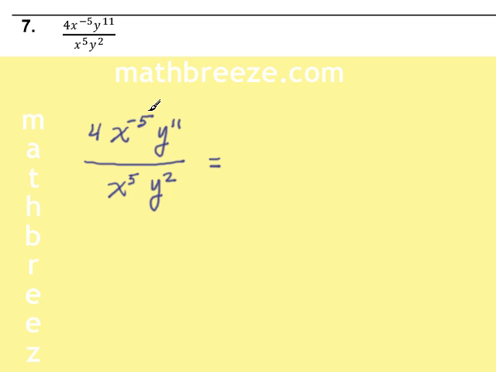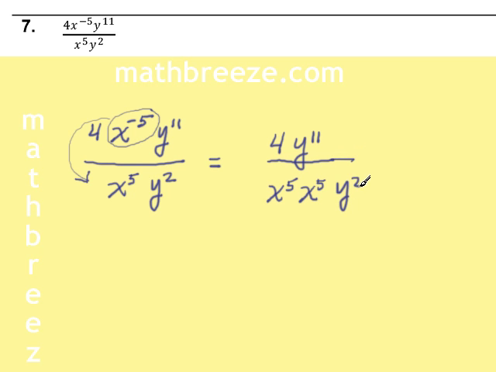In number 7, I'm going to start by taking this x to the minus 5 and just bringing it down to the denominator as x to the positive 5. Notice the 4 stays in the numerator, so does the y to the 11. And so in the denominator we have x to the 5 that came down from the numerator. Then we have this x to the 5 next to it. And then we have that y squared.